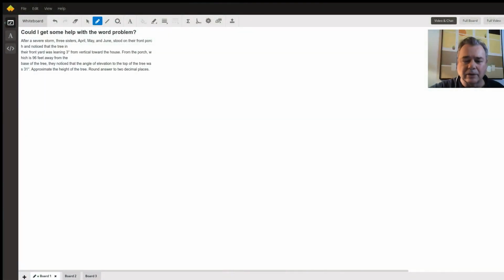This is a trigonometry word problem. After a severe storm, three sisters, April, May, and June, stood on the front porch and noticed that the tree in their front yard was leaning 3 degrees from vertical toward the house. From the porch, which is 96 feet away from the base of the tree, they noticed that the angle of elevation to the top of the tree was 31 degrees. Approximate the height of the tree. Round answer to 2 decimal places.